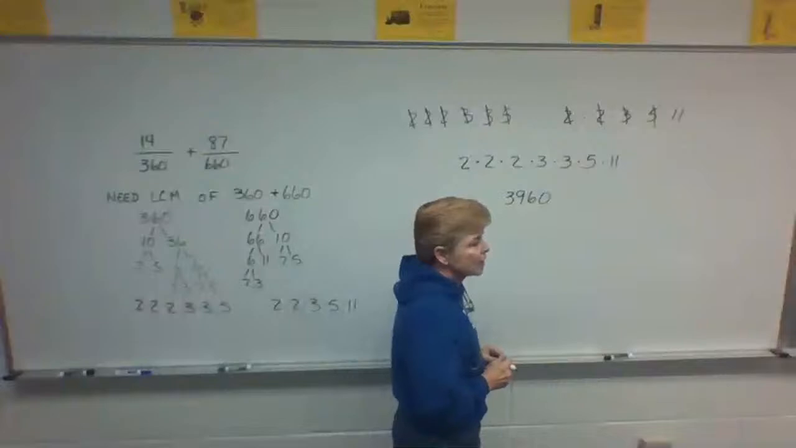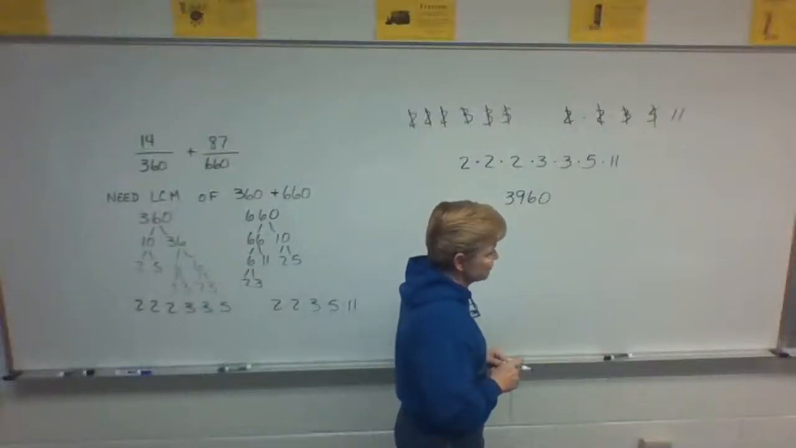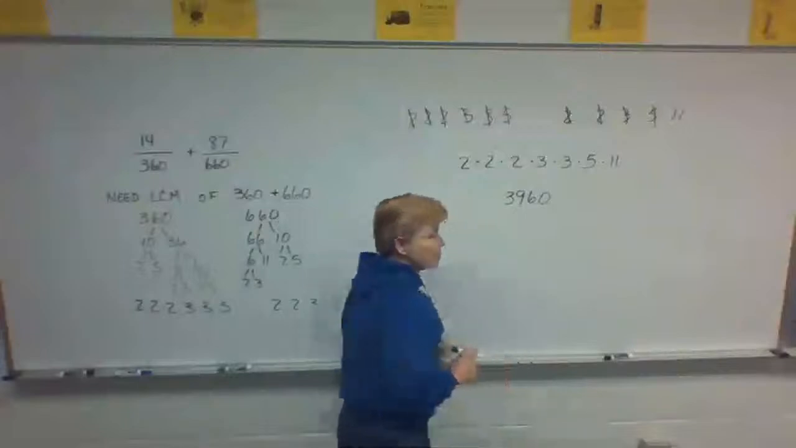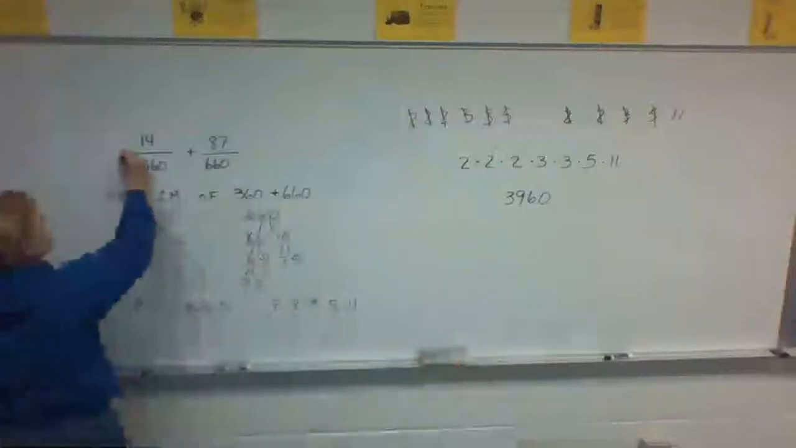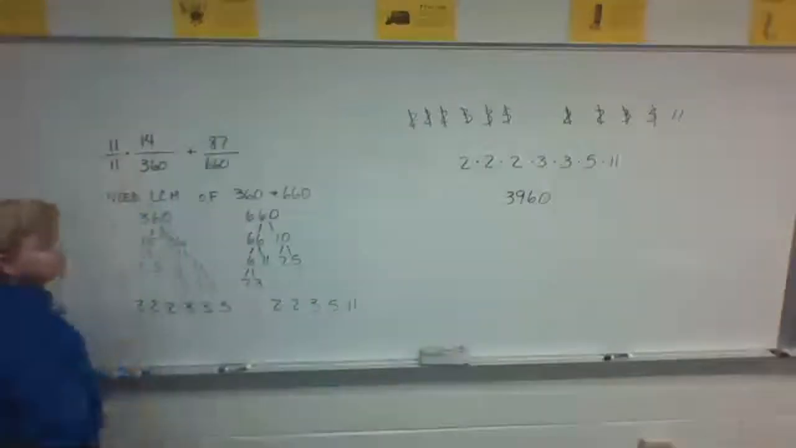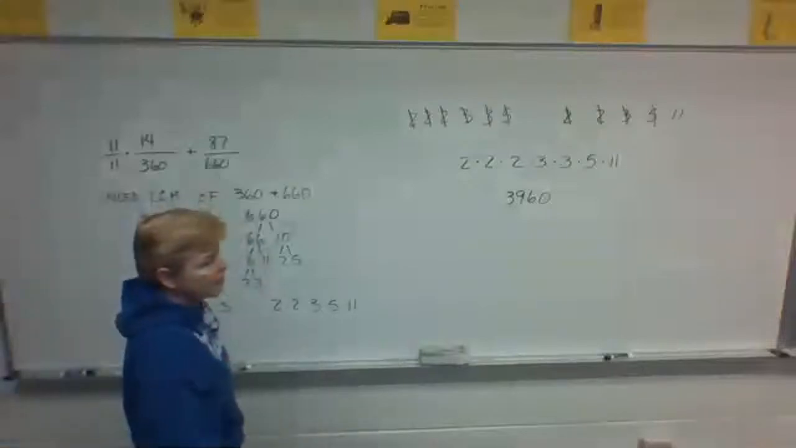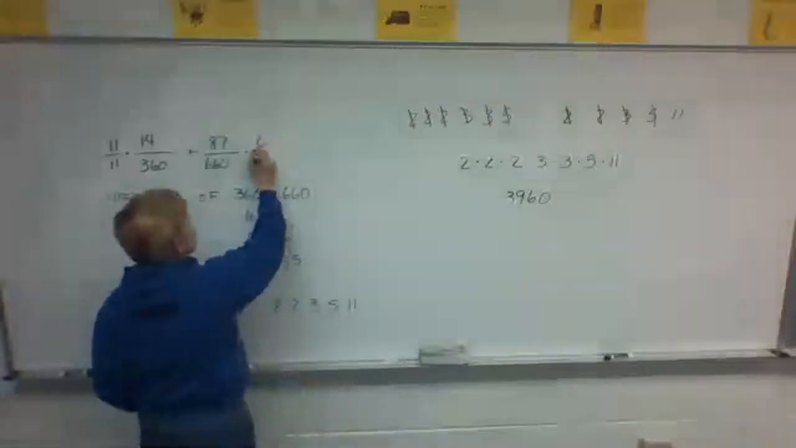Now, see if that's divisible by 360, and then take the same number and divide it by 660 and see if it goes in there. And it's important to know how many times. How many times does 360 go into this? Then I would need to multiply this by 11 over 11. Do you see that? Yep. And how many times does 660 go into it? 6. Then I would need to multiply this by 6 over 6.